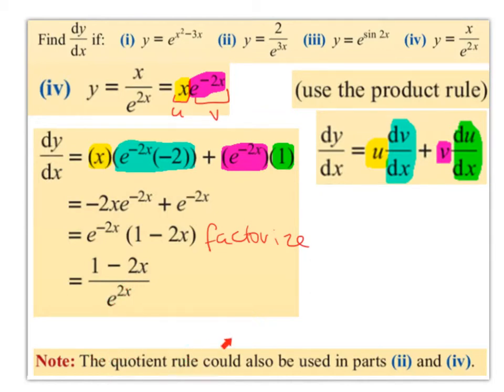Note the quotient rule could have also been used in parts 2 and 4. So this was part 4. So we started off with a fraction. So this could have been the u, this could have been the v, and we could have used the quotient rule. Just would have taken a little bit longer.